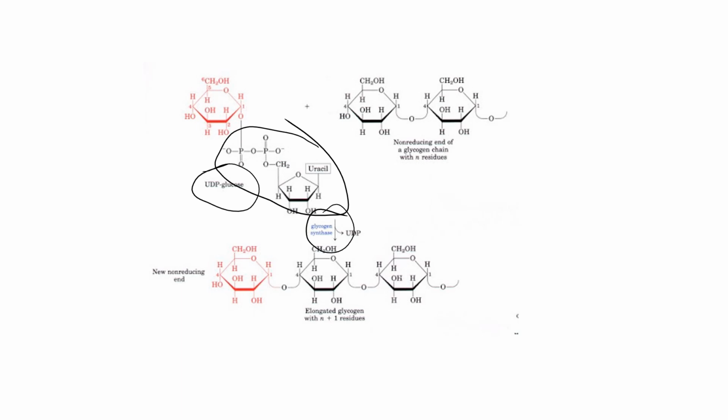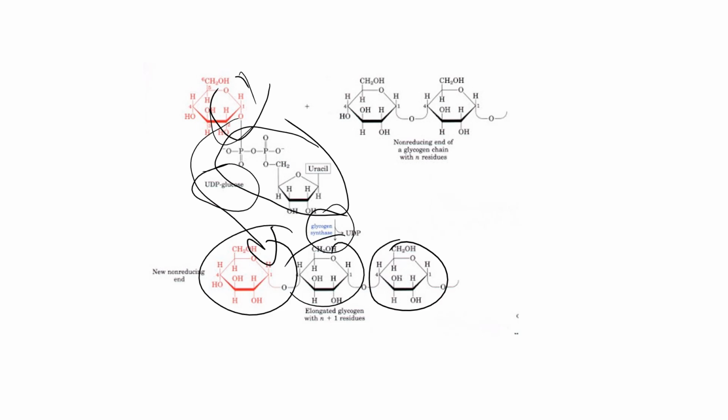Or uracil diphosphate, whatever you want to call it. And what are you left with if glycogen synthase strips off uridine diphosphate? You're left with glucose, right? And then what can be done with the glucose is it can be added to the glycogen chain. And what is a glycogen chain? It's a polysaccharide. It's just a bunch of glucose molecules repeating over and over and over again.